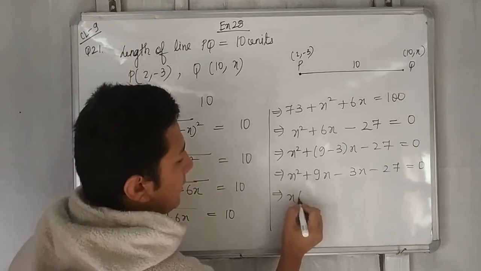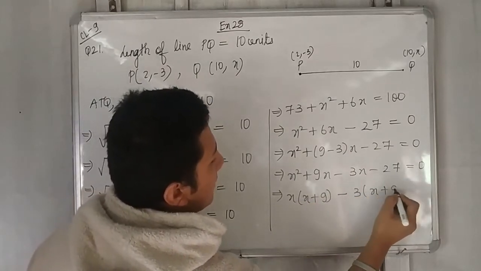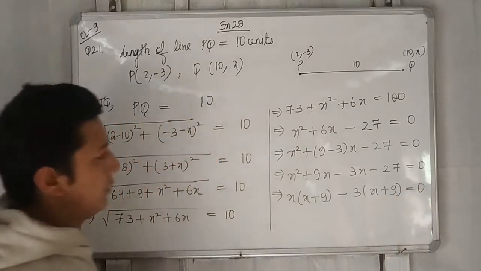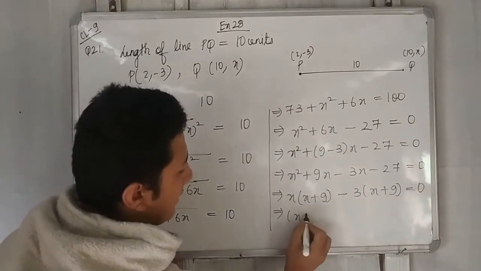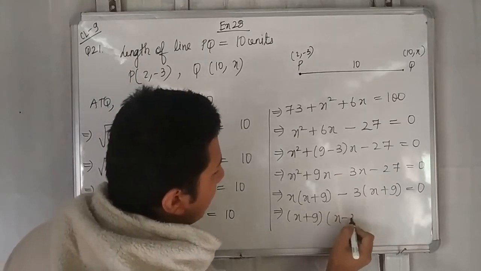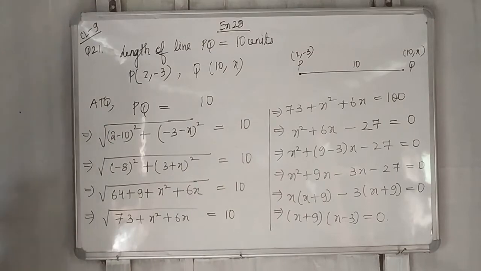What is my common x? x plus 9 common 3. x plus 9 is equal to 0. So these are all simple calculations that we've already done. So x plus 9 is common, into x minus 3 is equal to 0. So please pause the video and note it down till here.